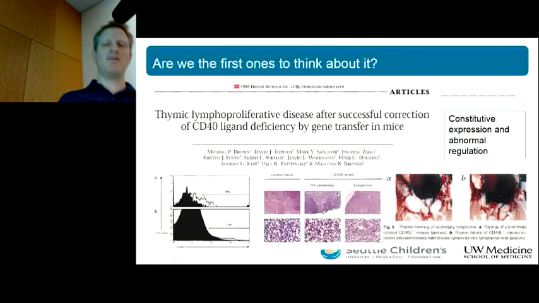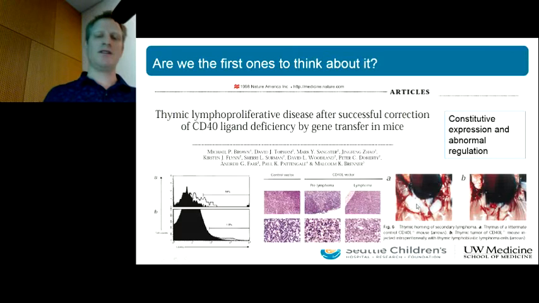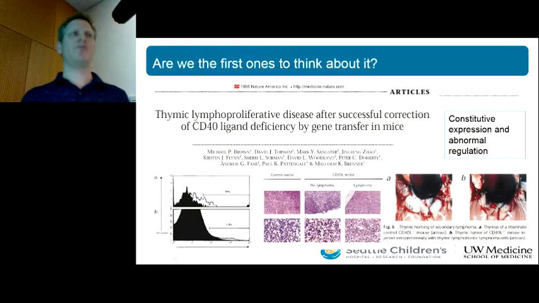But there was another problem. These mice developed lymphoproliferative disease. You can see a lot of dots, which means a lot of cells. And this is a picture of the thymus of one of these mice. Big nodular lesions, these are malignancies, basically.